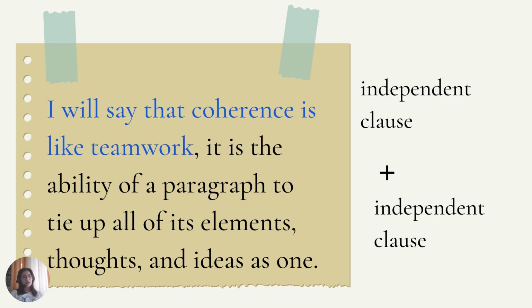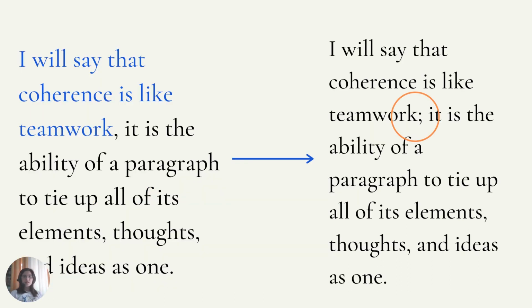The first independent clause is, "I will say that coherence is like teamwork." And then the other independent clause is, "It is the ability of a paragraph to tie up all of its elements, thoughts, and ideas as one." So what's wrong here? Remember last time I showed you a meme: comma is not enough. We need to use semicolon. In the original sentence, there's only a comma that separates these two independent clauses. So comma is not enough. You need to put a semicolon.